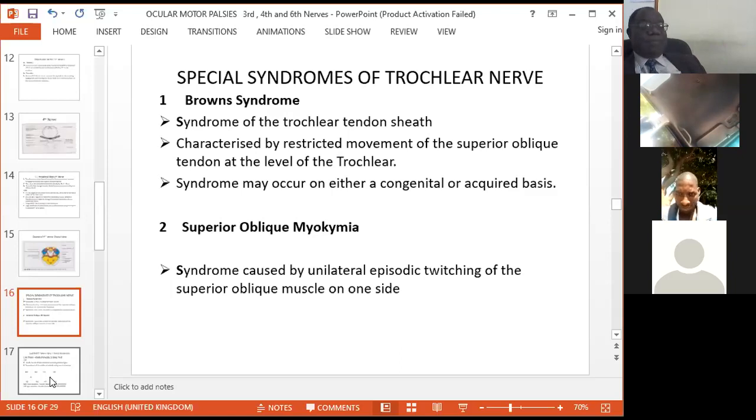Superior oblique myokymia, where there is a failure to function properly. A syndrome caused by unilateral episodic twitching of the superior oblique muscle on one side.